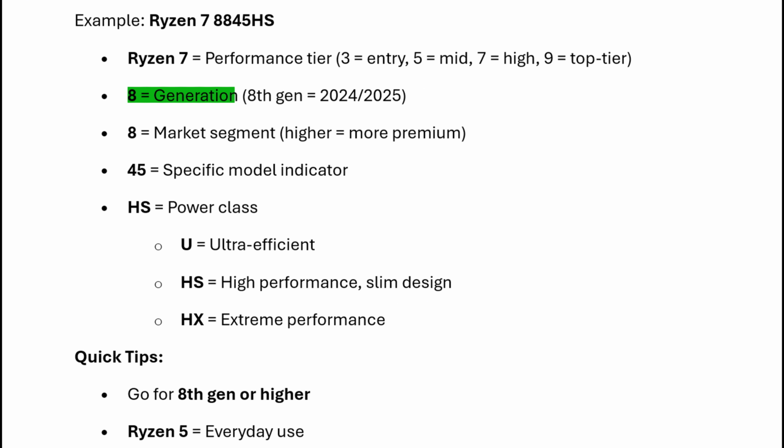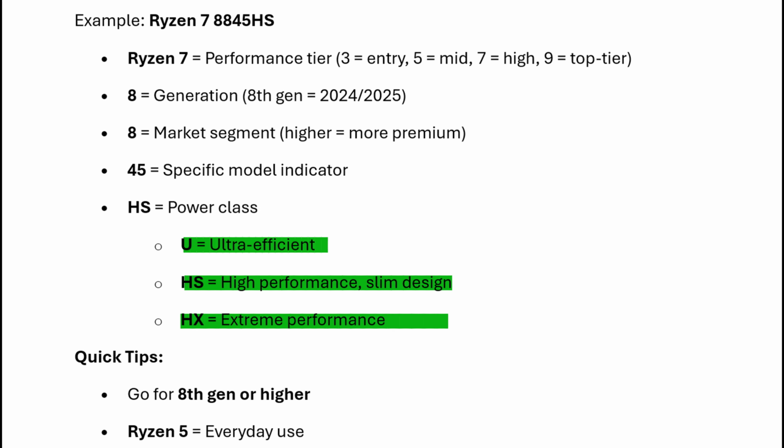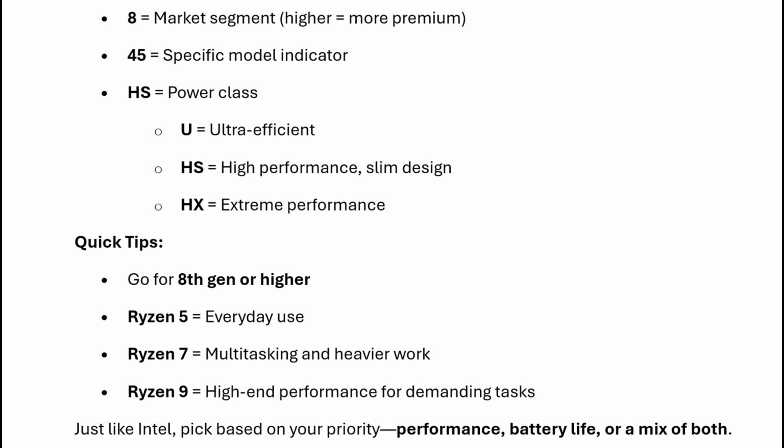The second digit, 8, speaks to the generation, currently 8th generation for the 2024 2025 series. The next 8 speaks to the market segment, which means higher or more premium. 45 speaks to the specific model indicator, and HS is the power class. You also have options like U for ultra efficient, HS for high performance and slim design, and HX for extreme performance. So with this in mind, looking at the processors, either Intel or AMD, you can tell at a glance what kind of expectation you have and how it aligns with your use case. That gives you a way to make an informed decision when you want to purchase a laptop.